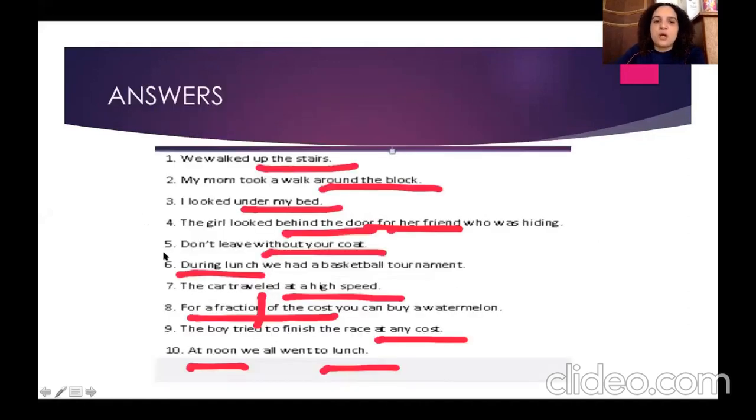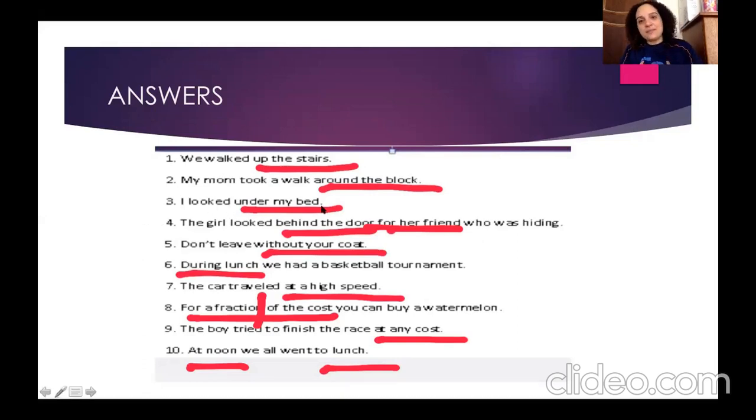So in sentence number 1, we walked up the stairs. Up the stairs is the prepositional phrase. Up is the preposition and stairs is the object of the preposition, okay? My mom took a walk around the block. Around the block here in red is the prepositional phrase. Around is the preposition. Block is the object of the preposition. This is clear, class. It's so easy that it seems difficult, but it's that easy.